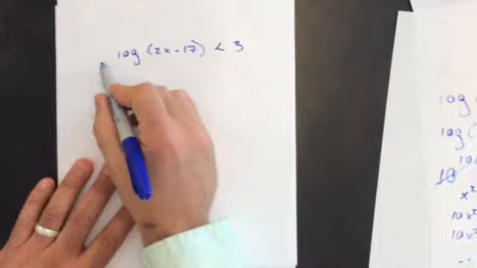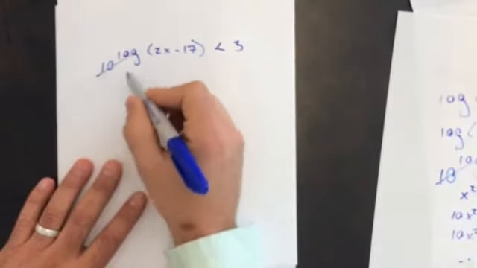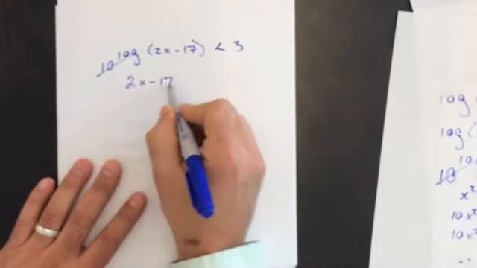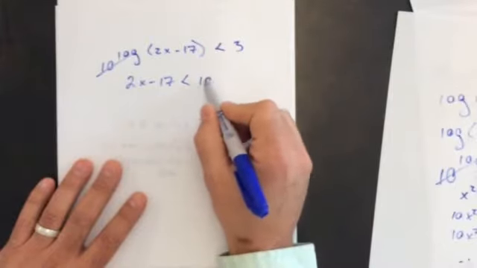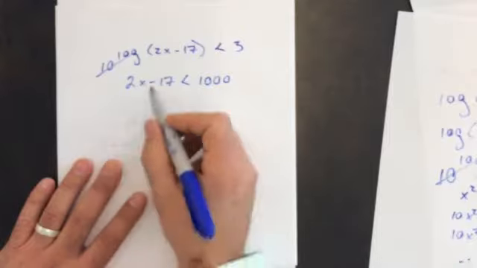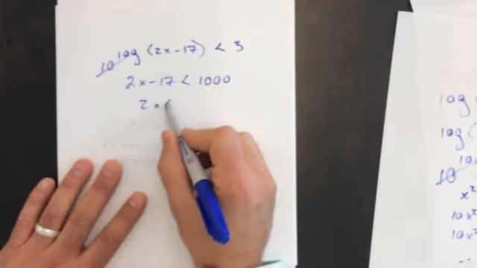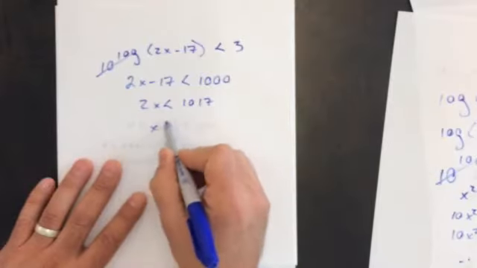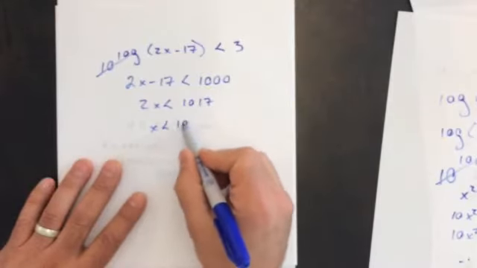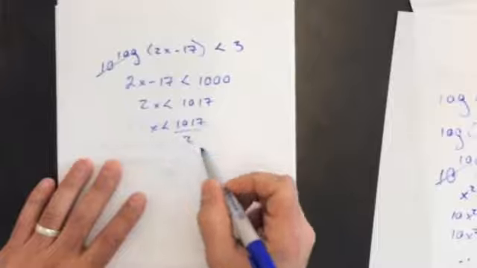So in order to get rid of this log, I'm going to do 10 to the power of. Those cancel out. I'm left with 2x minus 17. Whatever I do to one side, I do to the other. So I get this. 10 to the power of 3 is 1,000. Now I'm going to add the 17. So I get 2x is less than 1,017. And then divide by 2. X is less than 1,017 over 2.